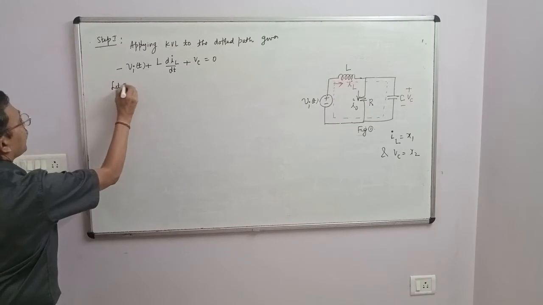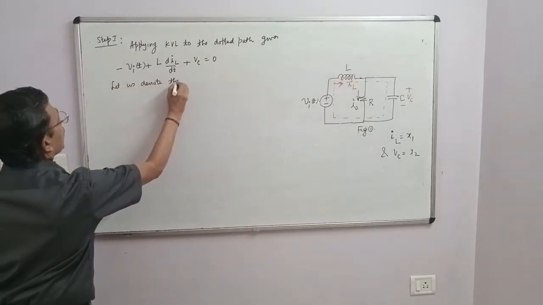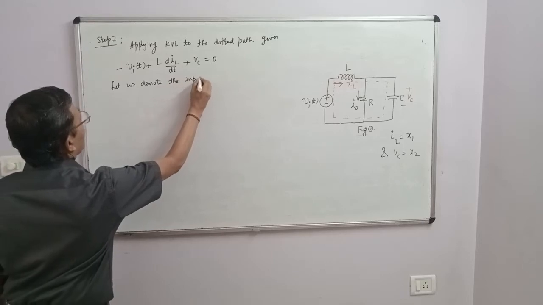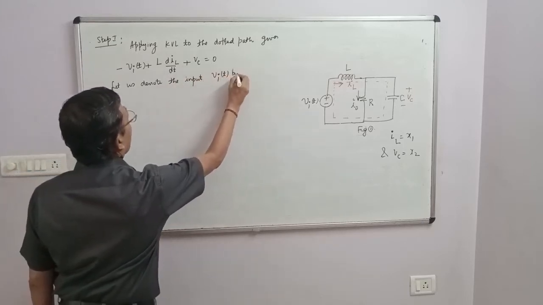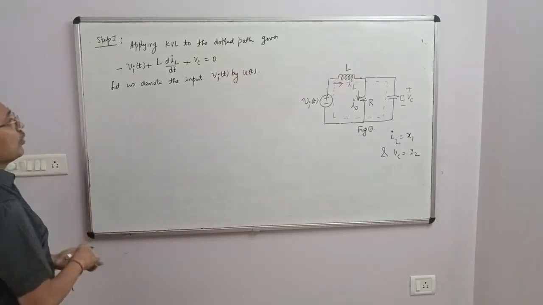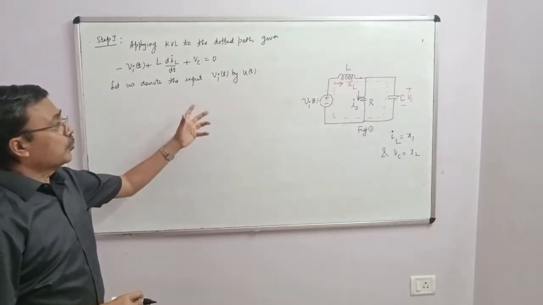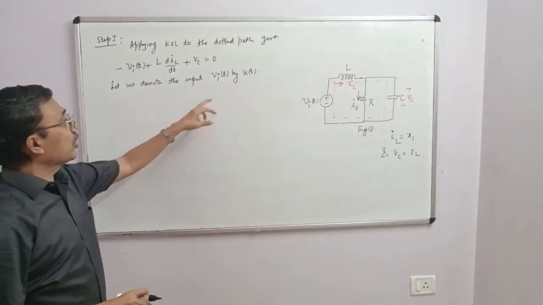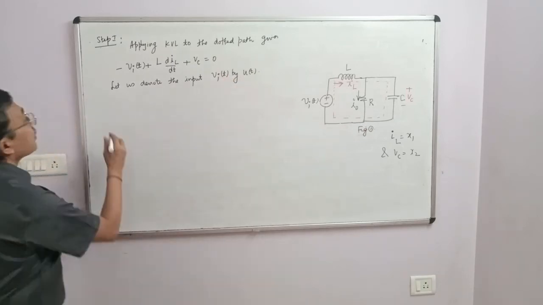Let us denote the input Vi of t by U of t. Please don't think U of t means unit step. In this state space theory, input is normally denoted by U of t. It is not unit step. Please keep this in mind.